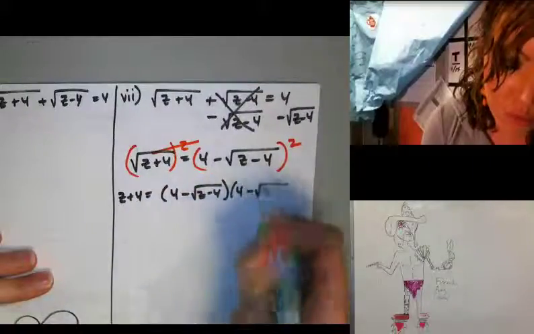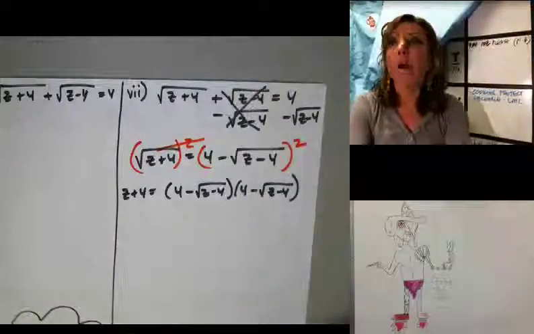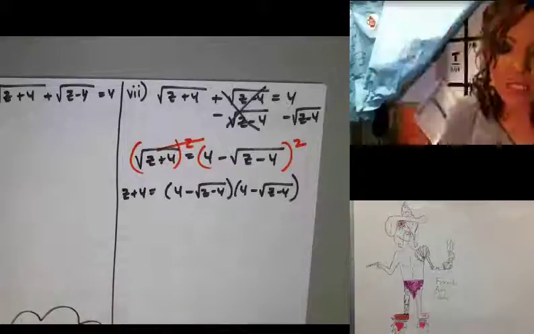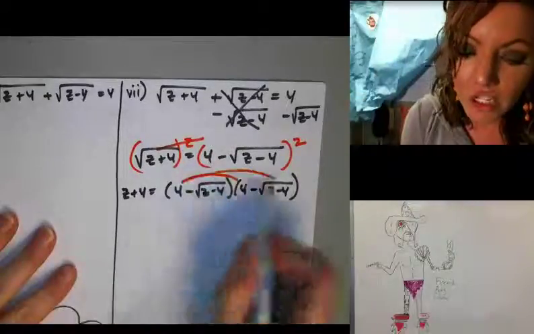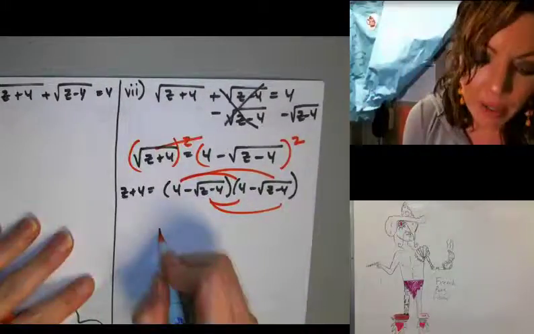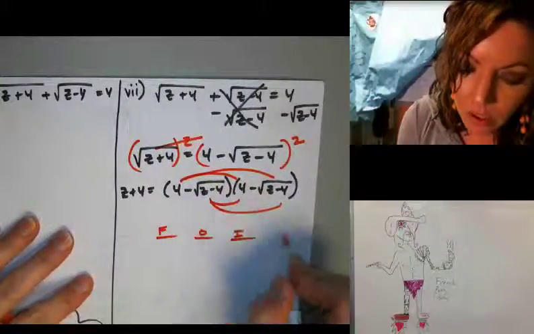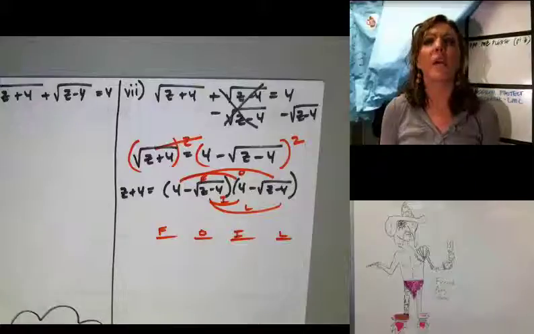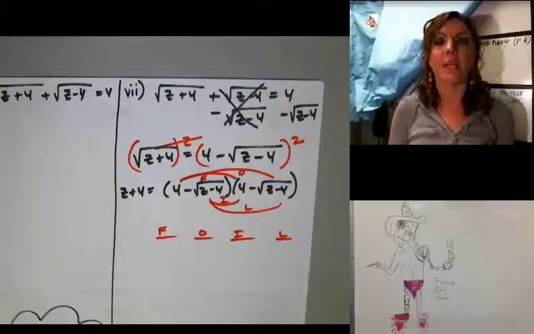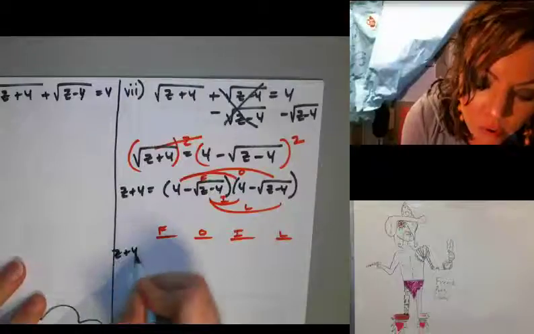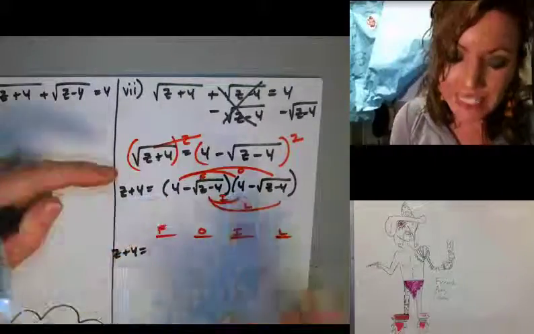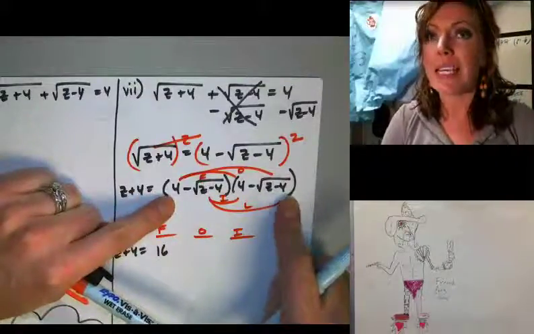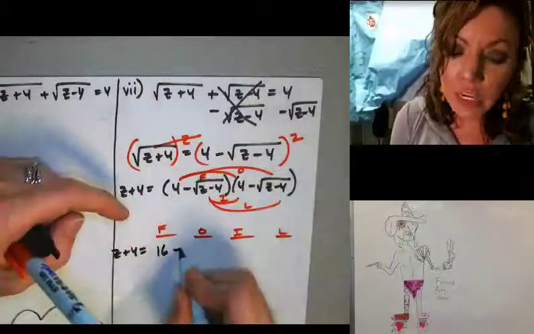How do we multiply a binomial by a binomial again? That's a FOIL problem. So we are about to do it. I'm going to organize this one a little bit better so that you all have some idea what's going on. FOIL. So when we do the first ones, 4 times 4 is 16. The outer ones, we have 4 times negative root z minus 4. That is negative 4 root z minus 4.